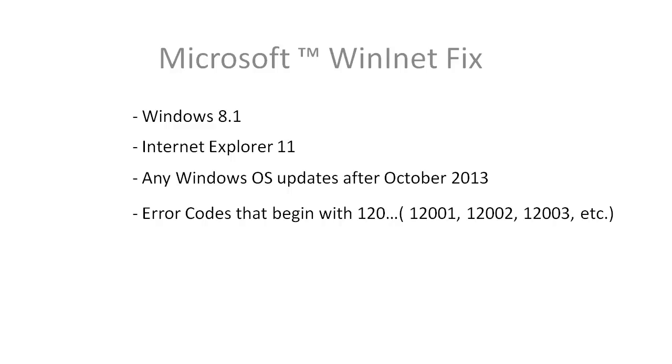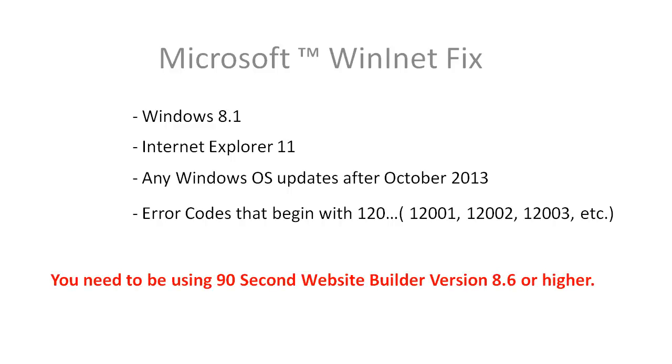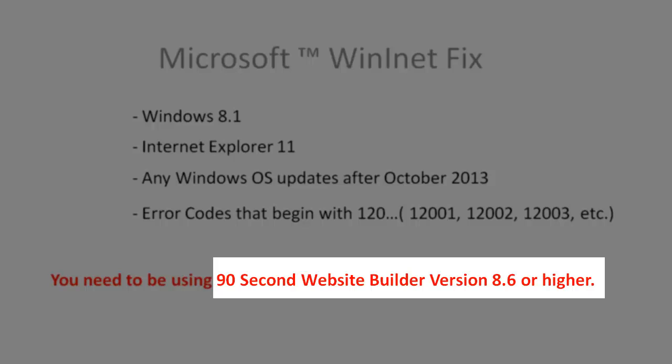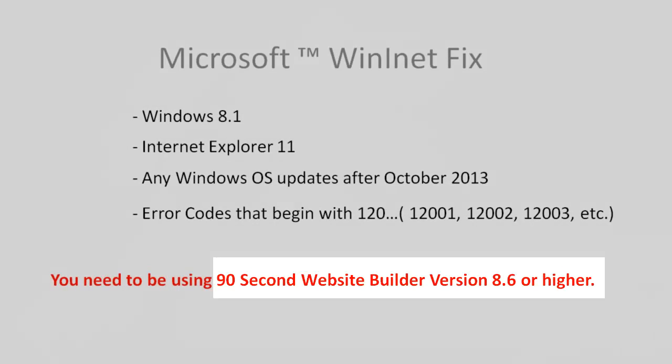So the first thing you need to be doing if you're having publishing problems is you're going to need to be using the right version of 90 Second Website Builder. And that means you're going to have to be using 90 Second Website Builder version 8.6 or higher. So if you're using version 8.1, you're going to need to upgrade. And if you are using version 8.1, you can upgrade for free. I'm going to show you how to do that because that's a minor upgrade.